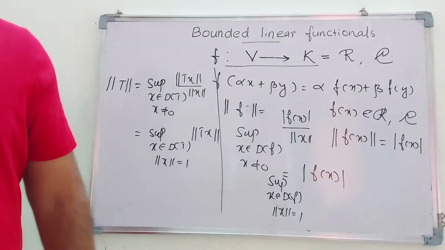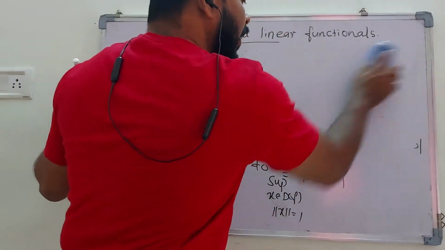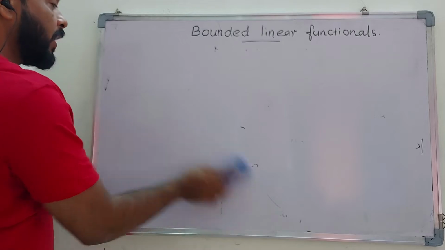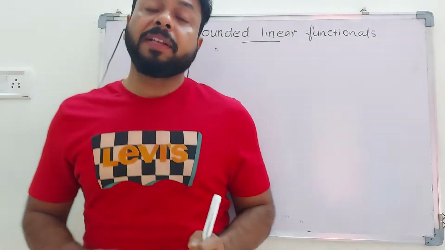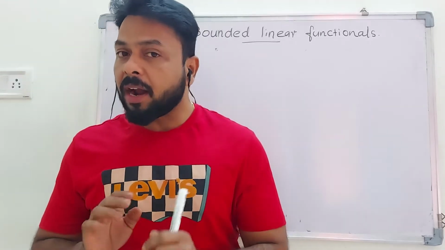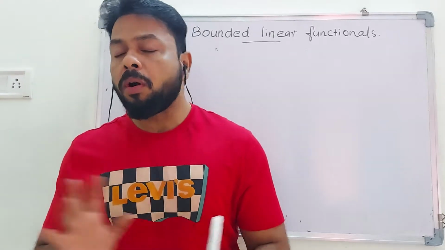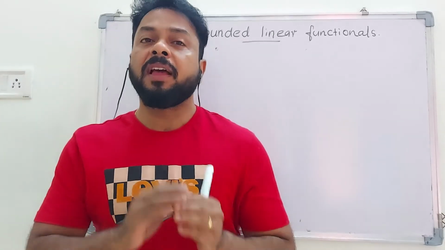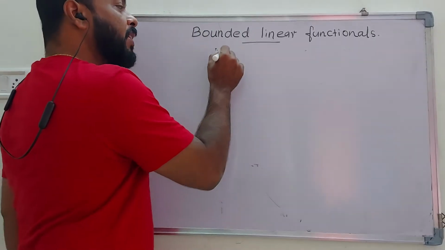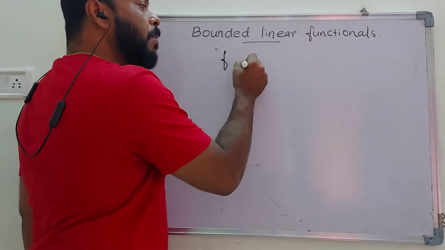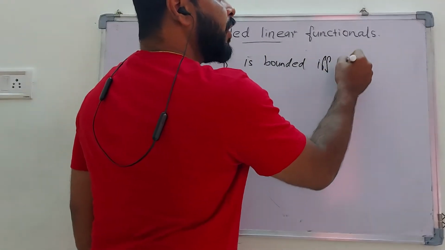Okay. As in the case of linear operators, almost all properties correspond directly to linear functionals also. So we know a linear operator is bounded if and only if it is continuous. And if it is continuous at a single point, it will be continuous at all points of the domain. Similarly, we can correspond the theorem to linear functionals also. If f is a linear functional, then f is bounded if and only if f is continuous.